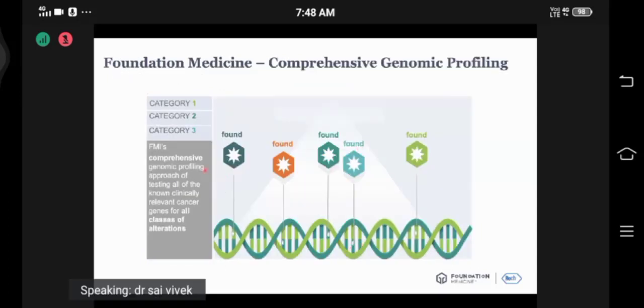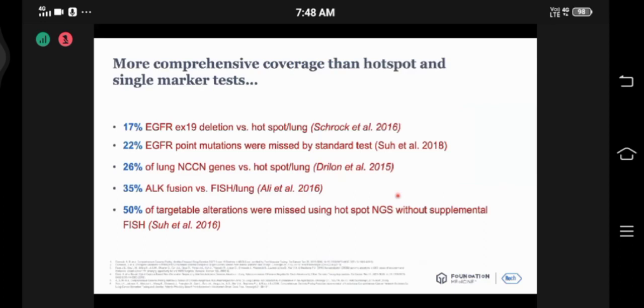Next, what is comprehensive? We go ahead and sequence multiple or hundreds of genes, and we get to know which are the pathogenic genes and also the interaction between another gene and the pathogenic gene. So this is comprehensive genomic profiling. More comprehensive coverage will have more information. As we know, there is data for all this. 17% of EGFR, the common mutation in lung cancer, is missed in a hotspot panel compared to a comprehensive one.